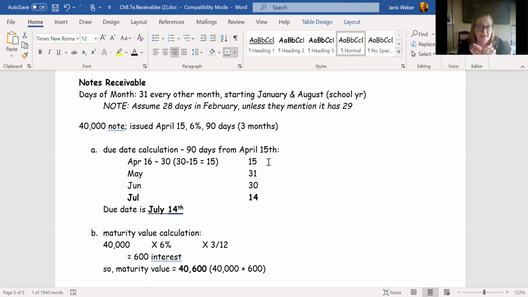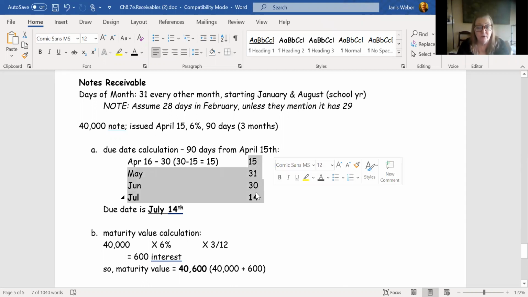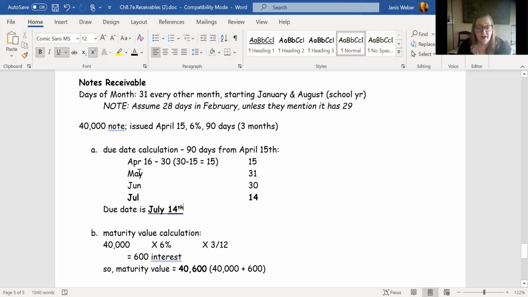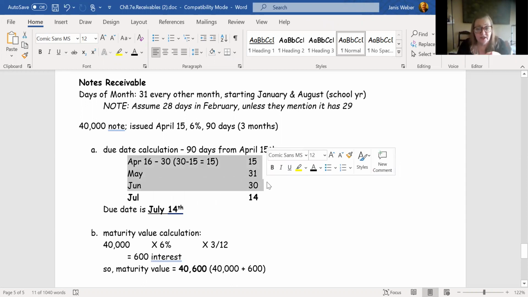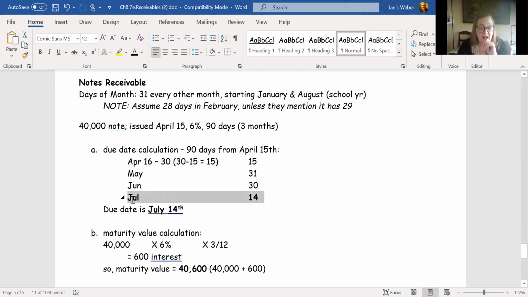And then there are 31 days in May, there are 30 days in June. So then let's just calculate how many days we have at this point. We're trying to get 90 days. We have the April days, the May days, and the June days. 15 plus 31 is 46, and 30 added to that is 76. So we need 14 more days to get to our 90 days. And that's why July 14th is the due date.